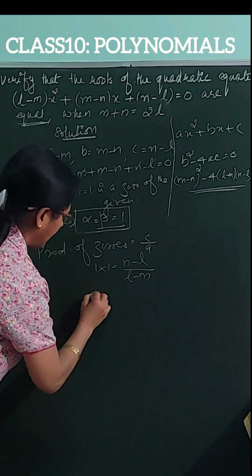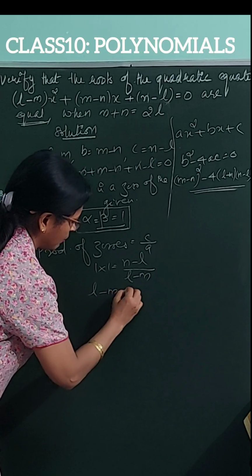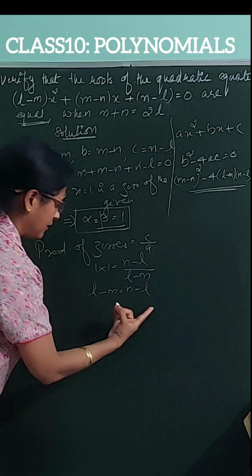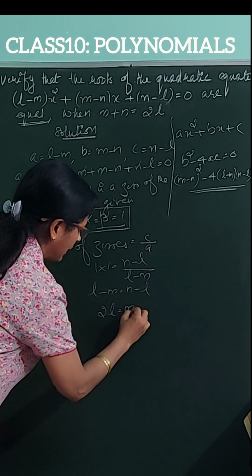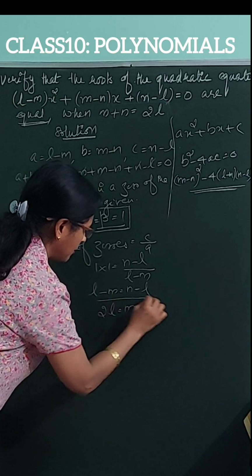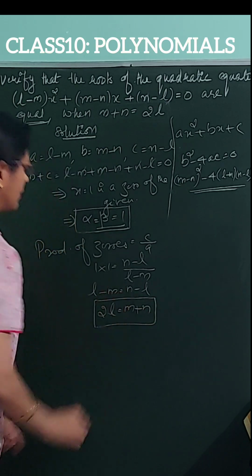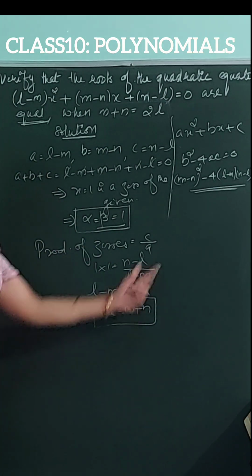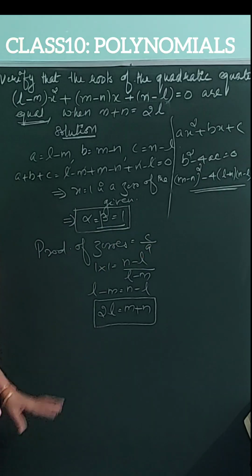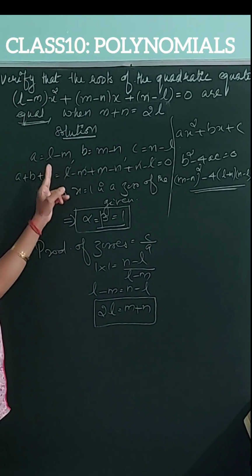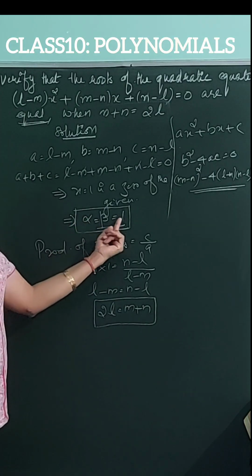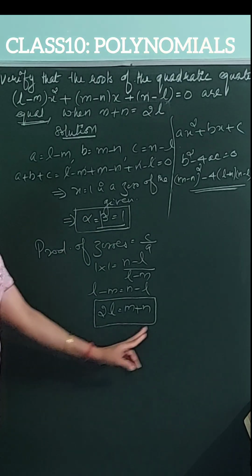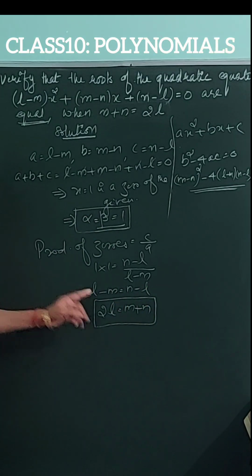Cross multiply, L minus m is equal to n minus L. Bring L to the left side, 2L is equal to m plus n. So simply by observing the sum of coefficients, we have directly reached the result instead of expanding this big expression. If the roots of this equation are equal, the roots will be 1 and 1, and we got our condition. I hope you understood the question.